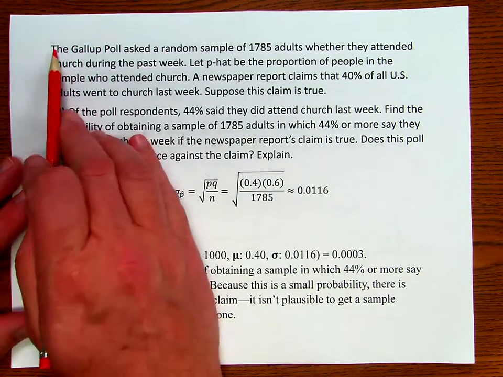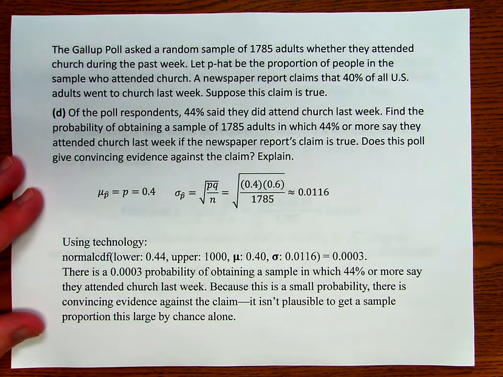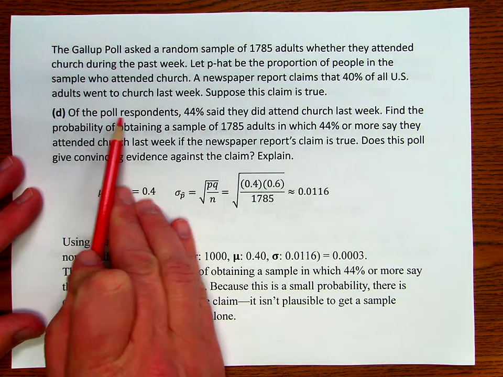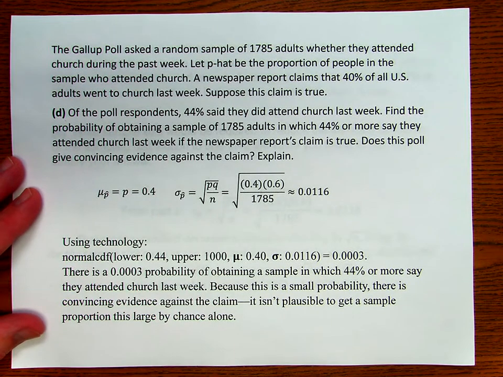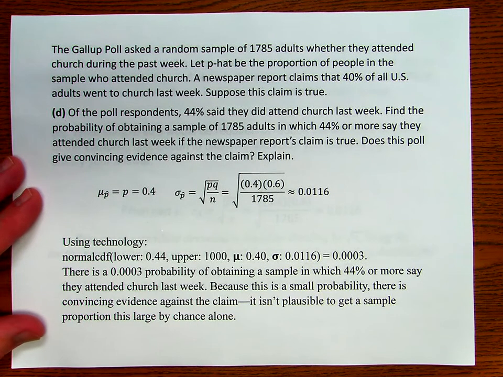Okay, this is the same prompt up top about the people going to church. Okay, question letter D. Of the poll respondents, 44% said they did attend church last week. Find the probability of obtaining a sample of 1,785 adults in which 44% or more say they attended church last week if the newspaper reporter's claim is true.